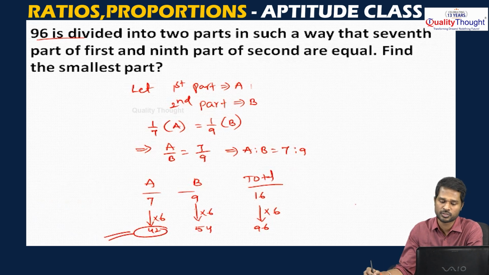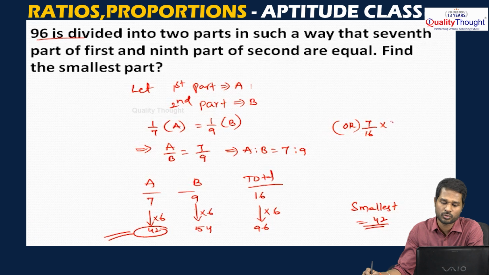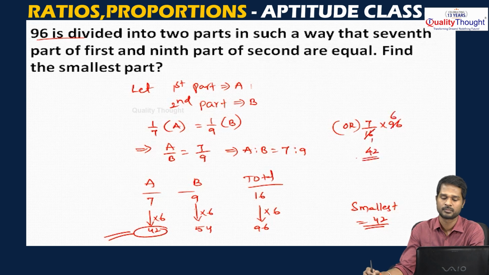So he asked us to find out the smallest part. So the smallest part is 42. Just take the equation from the question and compare them. A is to B, 7 is to 9, or you can calculate it as 7 and 9, 16 parts. So smallest part is always 7, 7 by 16 into 96. Total parts are 16, in that lowest part is 7, 7 out of 16 parts from a total of 96, 16 ones are 16, 6s are 96, 7 6s are 42. So this is also you can calculate, anyway you can do it. The highest part is 54 and the lowest part is 42.